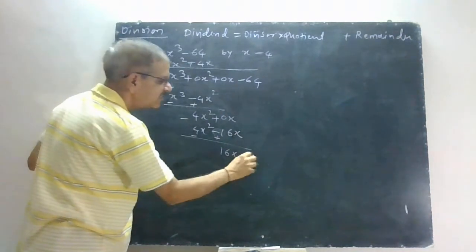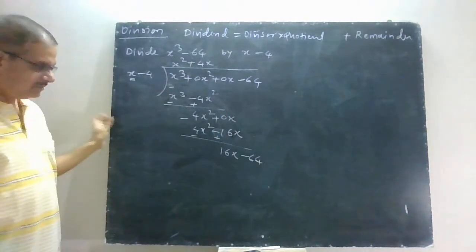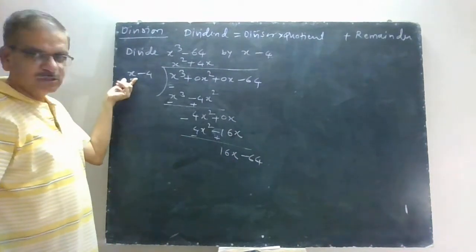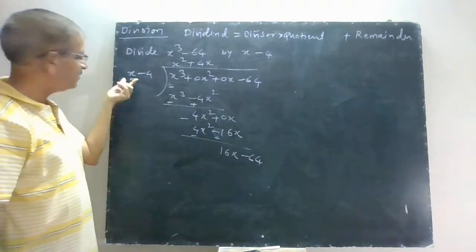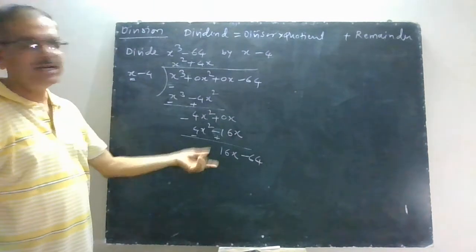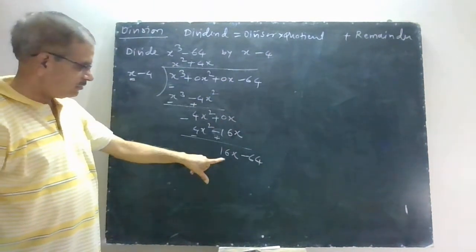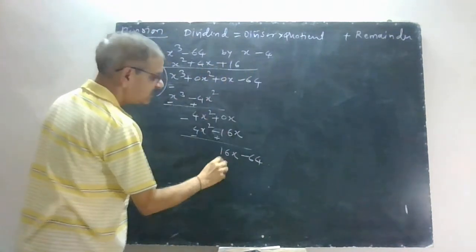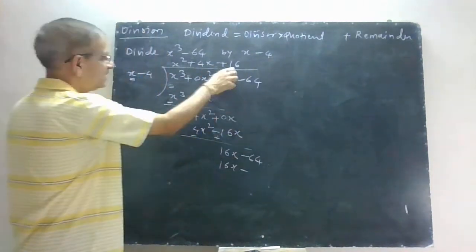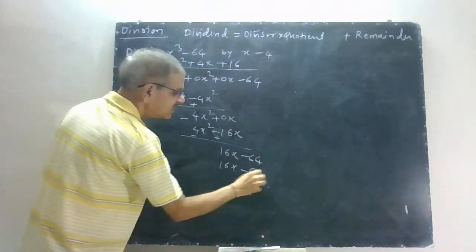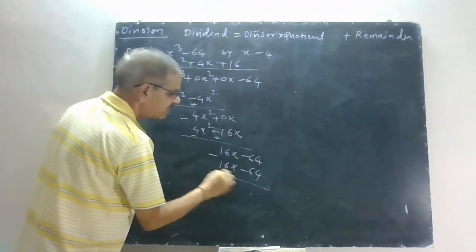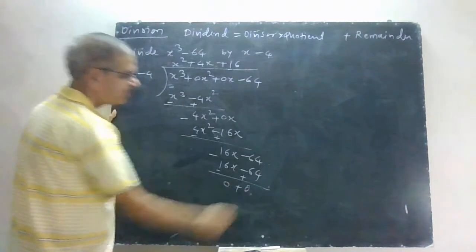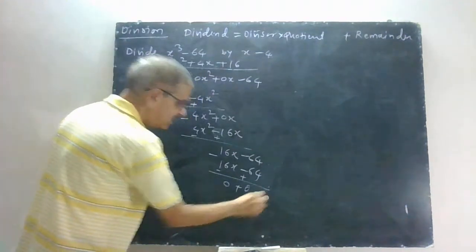And then you can take down the 64 as well. Now just concentrate on this 16x and this x. From the first term here and the first term of the divisor, you have to decide your quotient. You want 16x and here x, so it is plus 16 only. So 16x minus 16 into 4, that is 64. Now this is minus, this becomes plus, so this is 0 plus 0. So actually the remainder is 0.